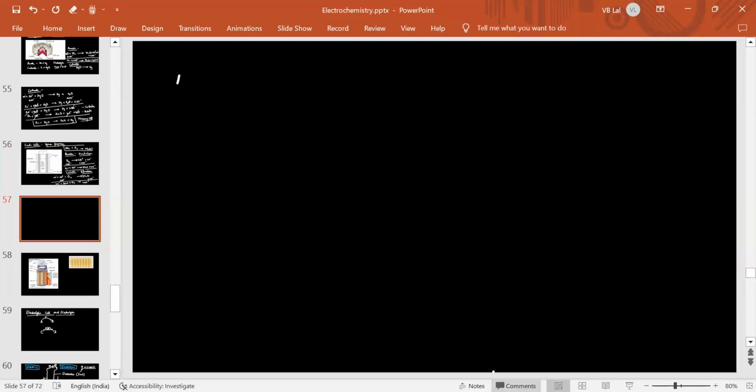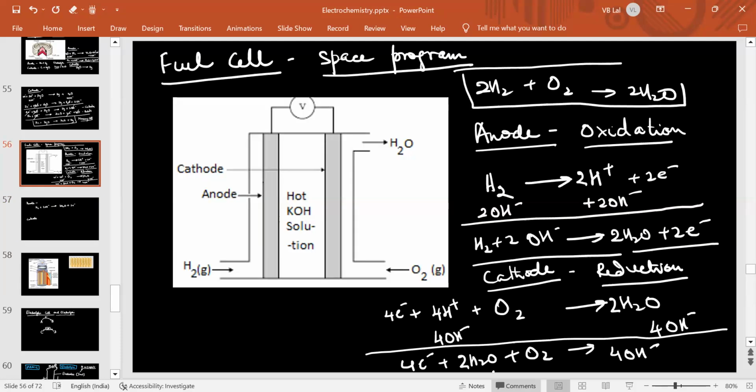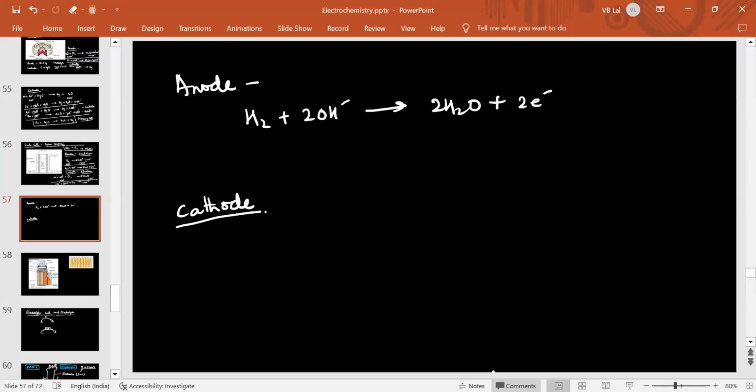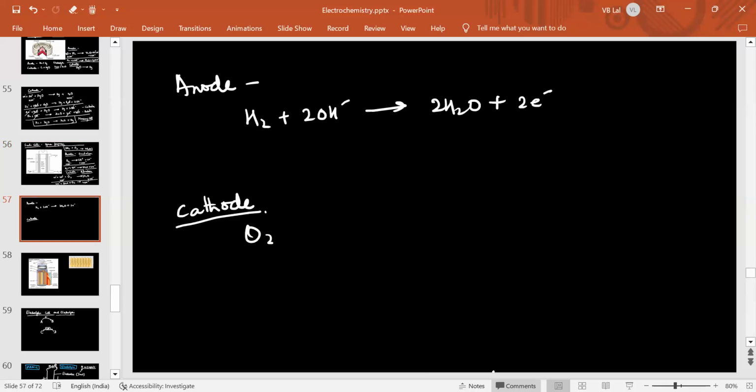So let us write them together. At the anode, what was the reaction? The reaction was H2 plus 2OH minus giving 2H2O plus 2e minus. And what was the reaction at the cathode? Let me go back and check. Cathode, the reaction is O2 plus 2H2O plus 4e minus giving 4OH minus.